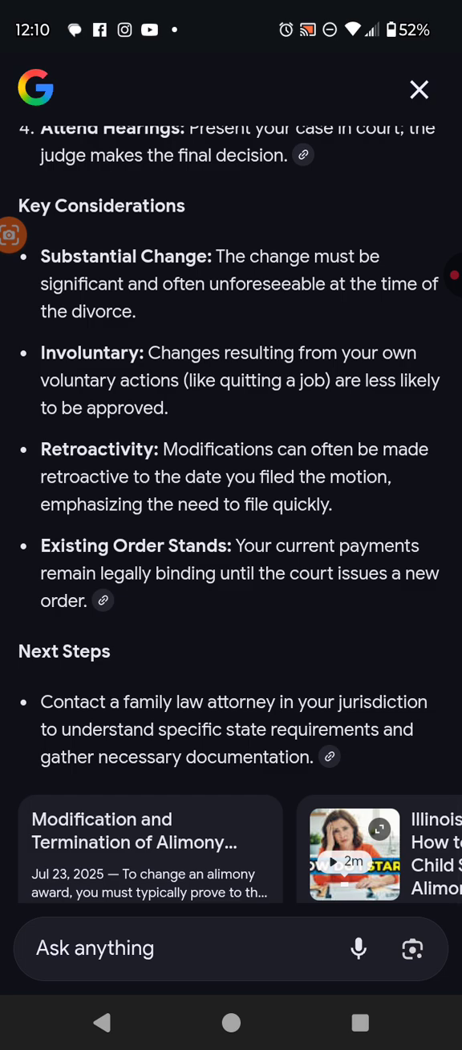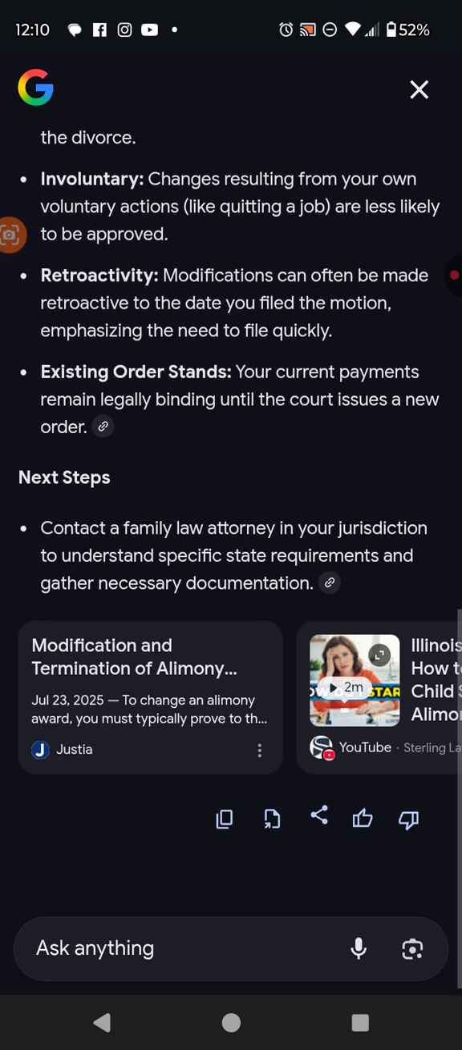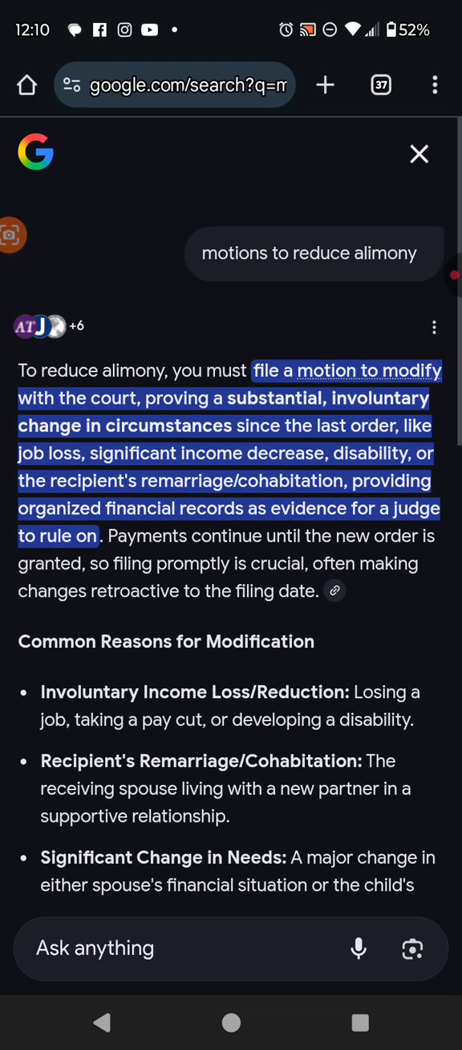Existing order stands. Your current payments remain legally binding until the court issues a new order. Contact a family law attorney in your jurisdiction to understand specific state requirements and gather necessary information. So this is in the state of Illinois, so these are the necessary requirements in the state of Illinois.